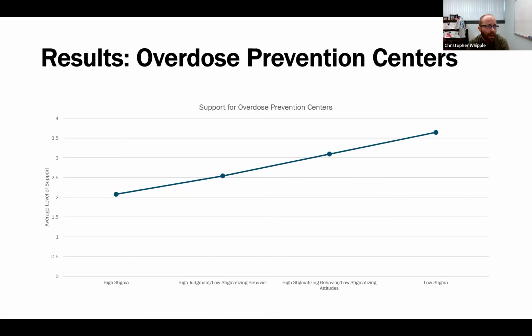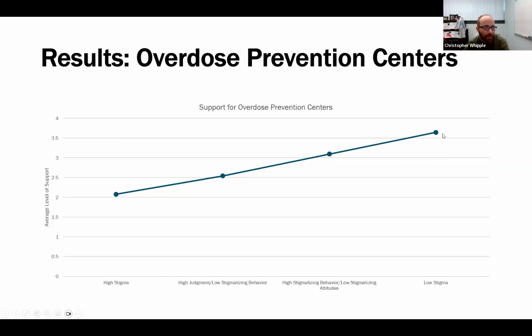We then looked at how these groups differed in their support for harm reduction strategies. And so this is for overdose prevention centers. So we asked, how supportive are you of these types of strategies being used in Pennsylvania? And this is the average level of support. So higher values represent more support for that particular strategy. Here's our low stigma group, high stigmatizing behavior, low stigmatizing attitudes, high judgment, low stigmatizing behavior, and then our high stigma group.